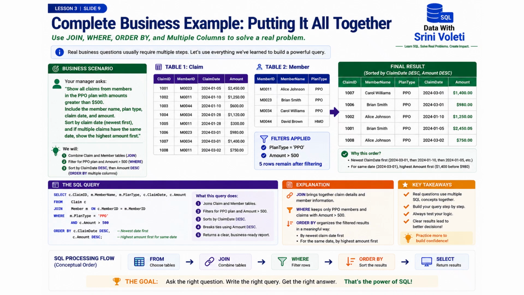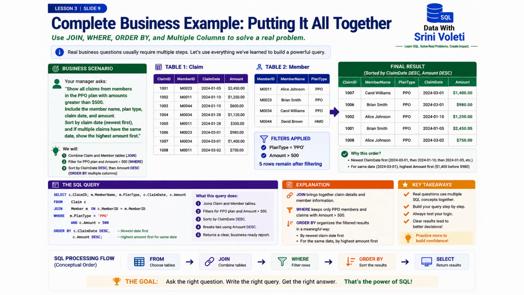Imagine your manager asks, show all PPO claims greater than $500, include the member's name, plan type, claim date, and claim amount. Then sort the newest claims first, and if two claims have the same date, show the higher amount first. This is not something we can solve with a single SQL clause. We need to combine several SQL concepts, each with a specific purpose.